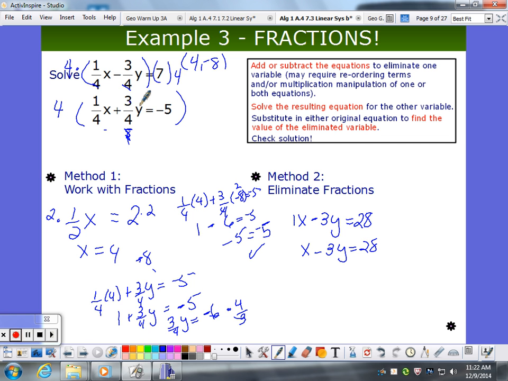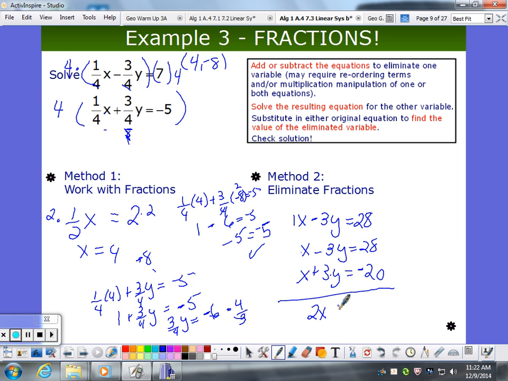So what happens to this one now? 4 times 1/4 x knocks it out, just an x. 4 and a 4 here knocks it out, plus 3y. Don't forget this side, because both sides get multiplied, negative 20. Which looks easier to work with? This thing or this thing? That one. And look, I've got opposites. They're not fractions anymore. Happy day. X plus x.